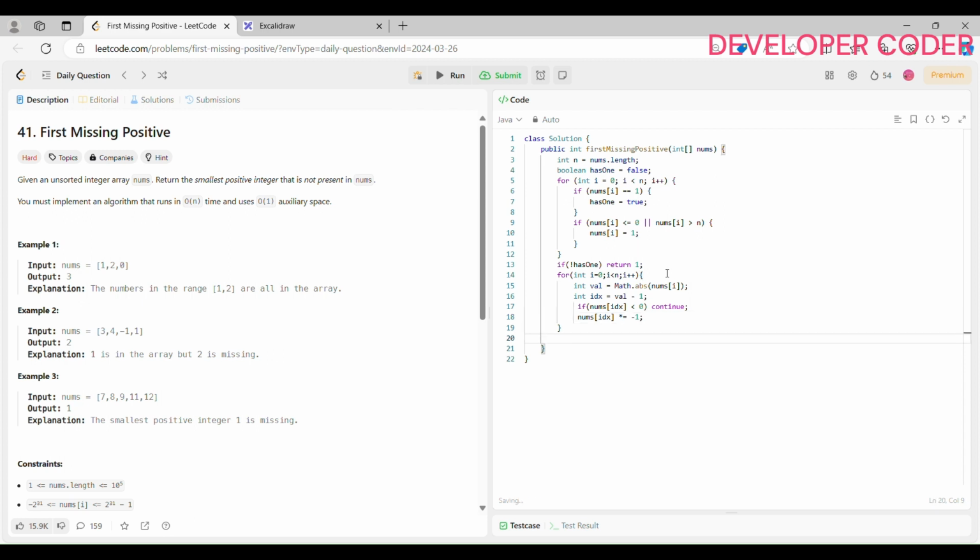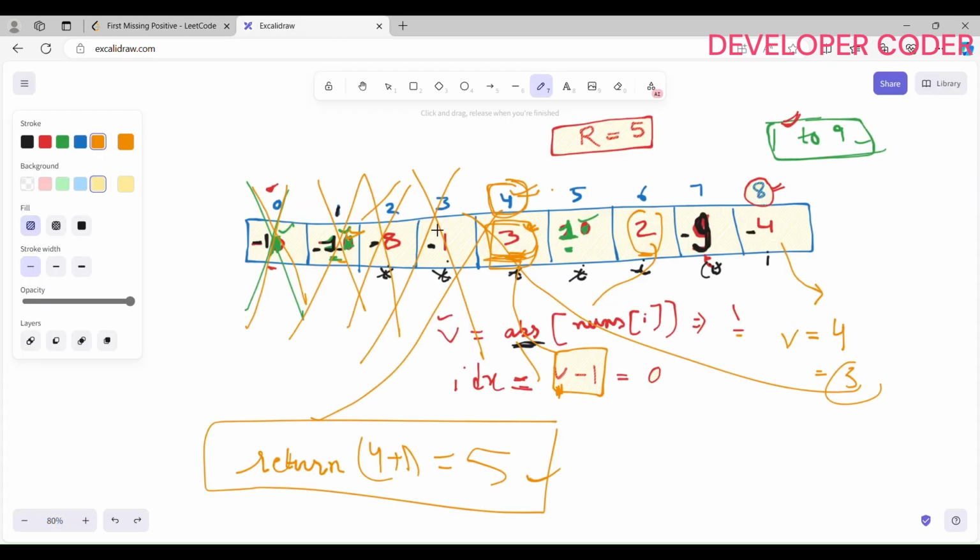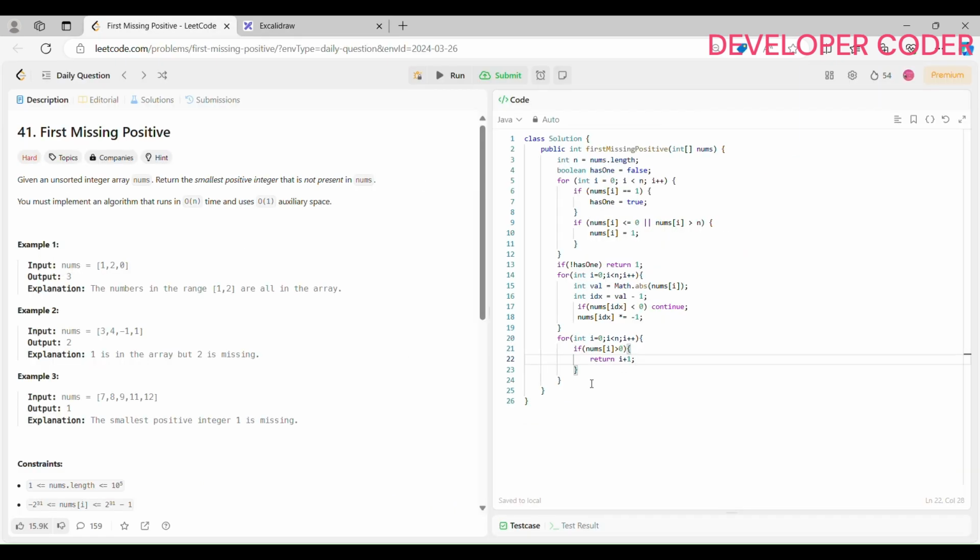After that we have to find the first positive in nums, which is the smallest missing positive integer. So I'm just going to run one more loop for int I equal to 0, I less than n, I plus plus, and then if nums of I is positive, then I have to just return I plus 1. That's what I have explained, right? Return I plus 1 here. So see here, I am returning 4 plus 1, that is 5. This is index I plus 1, that's what I am writing. So I hope that you guys are clear. And if everything is there in the index, then I have to just return n plus 1.